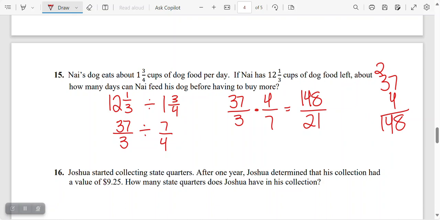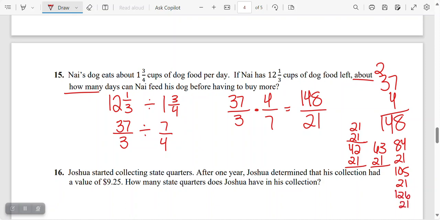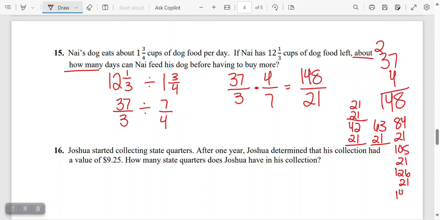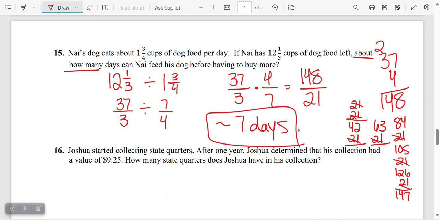We could start trying to figure out about how many days that is, because it says about how many. So let's see, 21 plus 21 is 42, plus another 21 is 63, plus another 21, that's 84, plus another 21, that's 105. We're getting closer. 126. Oh, here we go. I think this is the last one. That's 147. Okay, so that's really close. It is about 7 days. So again, it's about 7 days. Again, I would accept this answer because that is reduced.